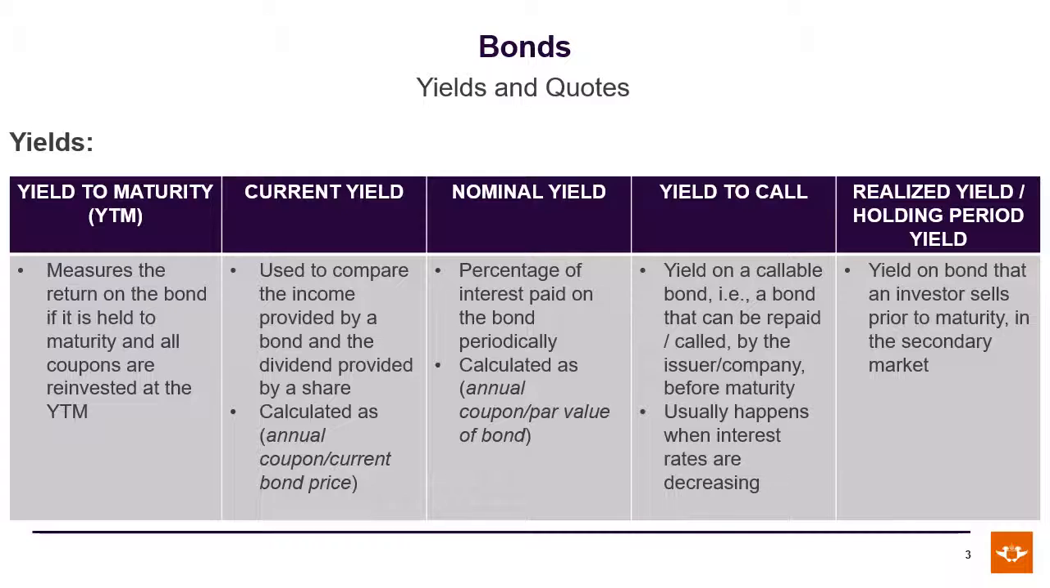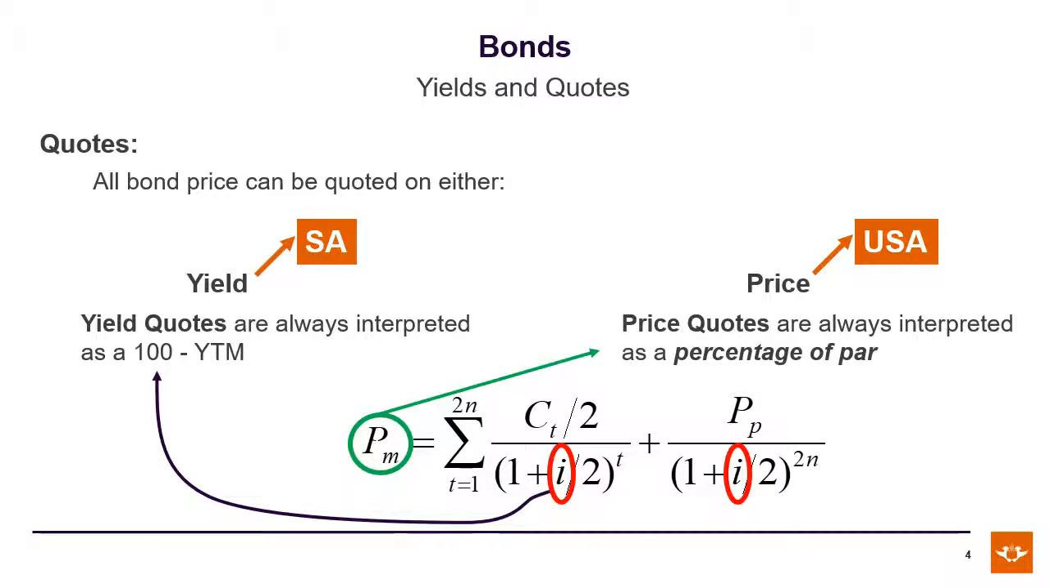A bond price can be quoted on either a yield basis or a price basis. Here in South Africa we use yield quotes, and they are always interpreted as 100 minus the yield to maturity. In the United States, prices are price quoted, as they are always interpreted as a percentage of par.